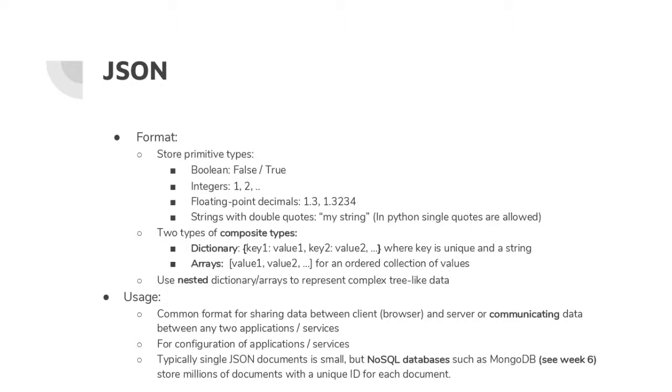Typically a single JSON document is small, so you will never have millions of attributes in a single JSON document. You can do that, but it's not typically done that way. But you can have a NoSQL database, such as MongoDB, and there you store millions of smaller documents, and you give each document a unique ID. So that's a common way to store a lot of JSON documents.